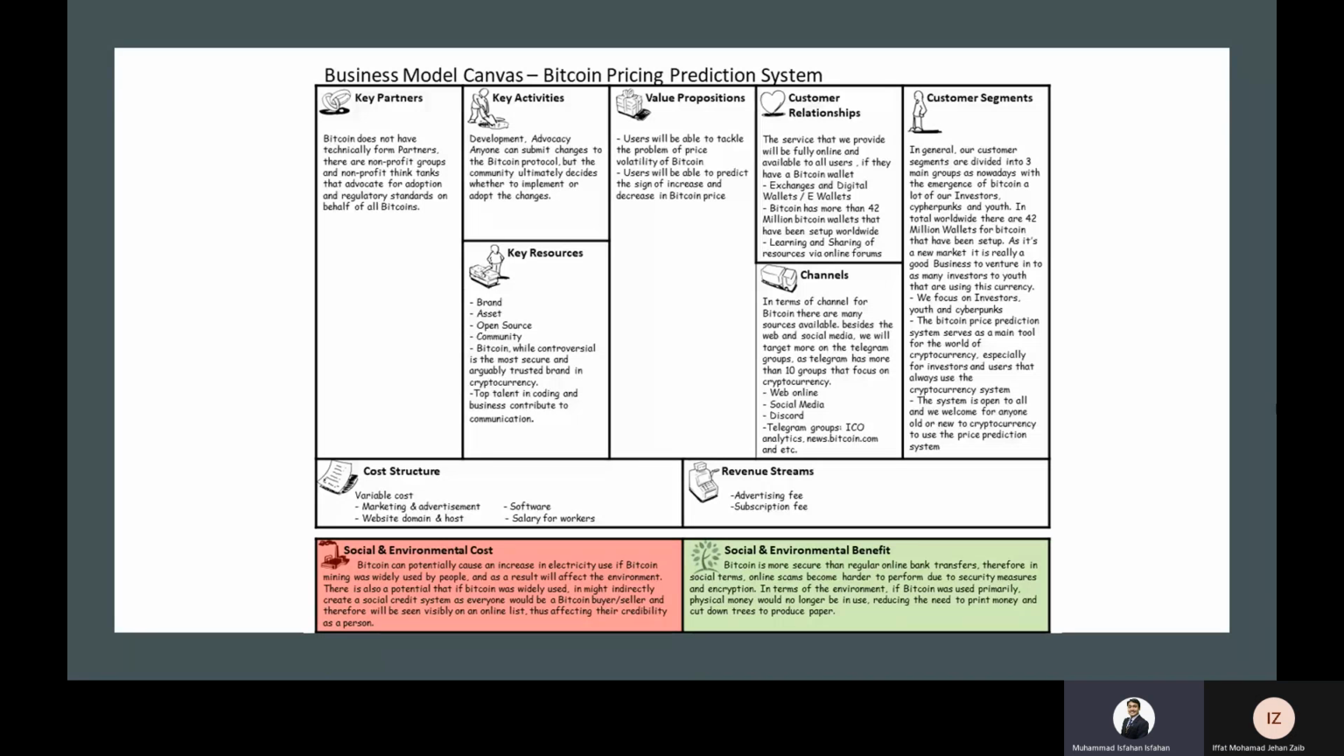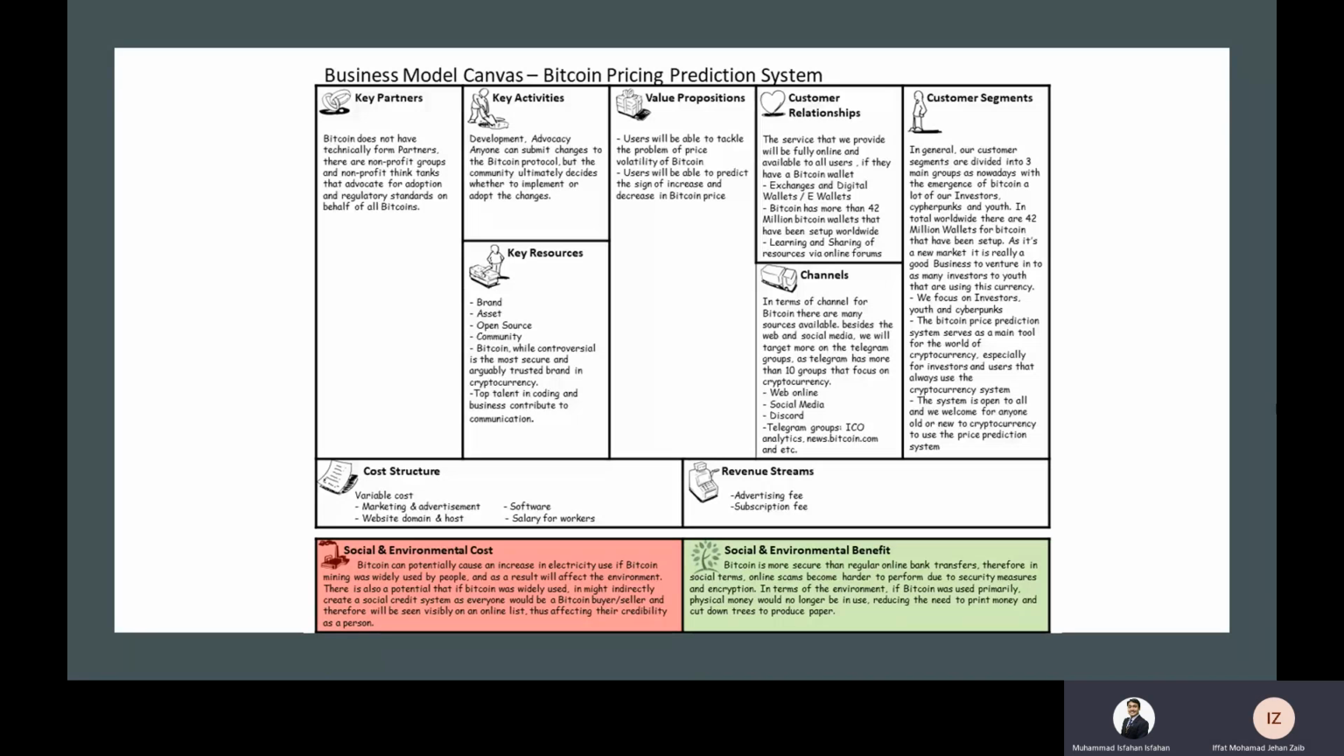Next would be our value proposition. Our value proposition is that users will be able to tackle the particular problem of price volatility, and they'll be able to predict the signs of increase and decrease of Bitcoin prices, thus helping them in understanding the Bitcoin stock market prices. Regarding customer relationships, the service will be fully focused online for all users that have Bitcoin wallets. As we know, Bitcoin has more than 42 million wallets that exist throughout the whole wide world, so expanding it is what we want to do.